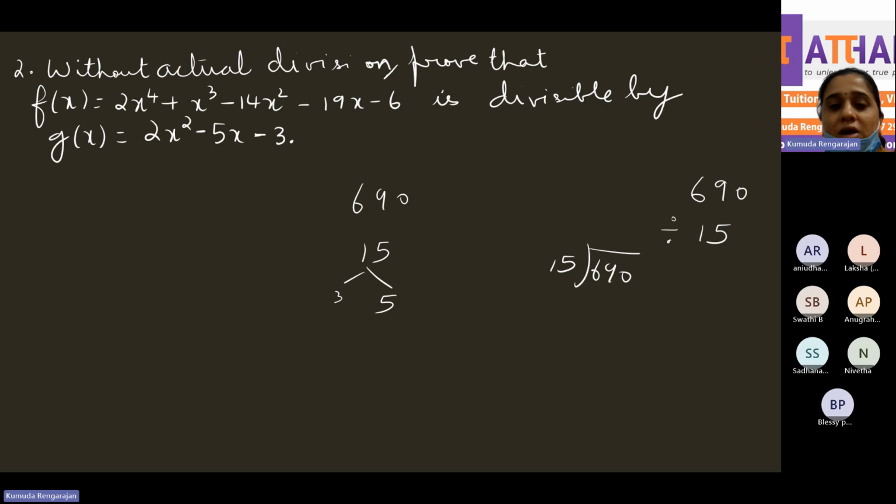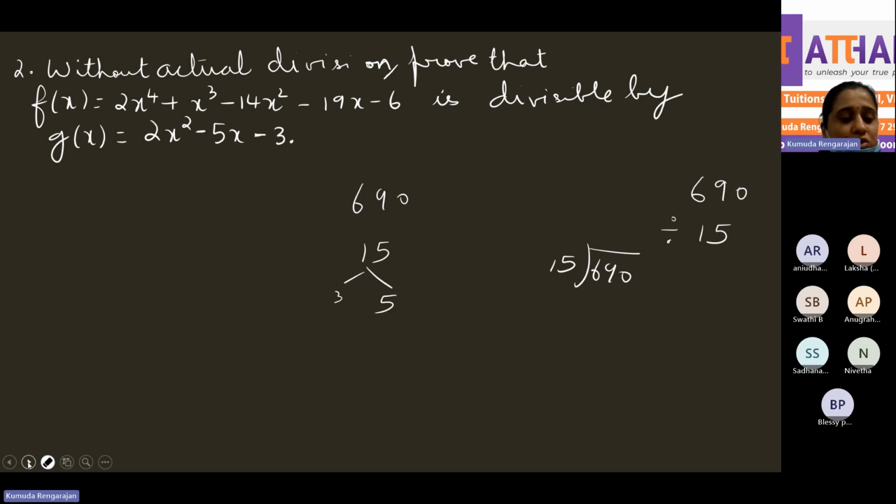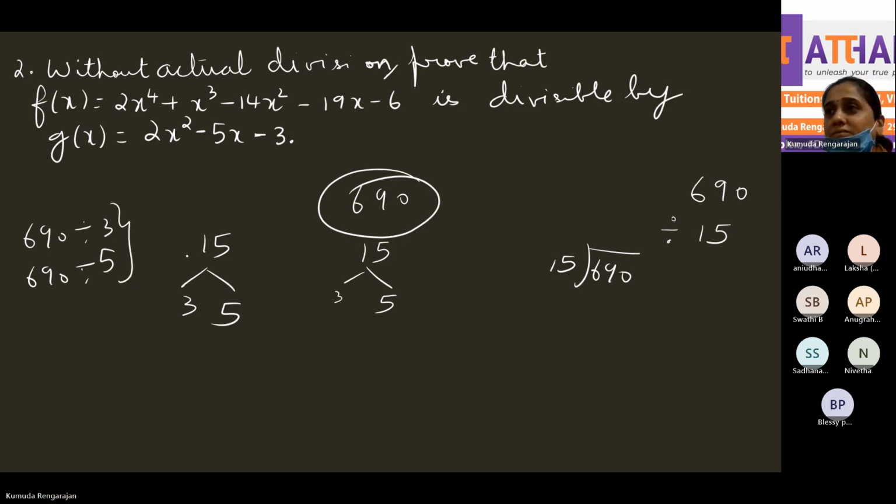Now you don't extend it like this. Supposing 24, don't say if a number is divisible by both 6 and 4, it's divisible by 24. Don't extend it. That's different. There are many other theories behind that. I'm just trying to make you understand the fundamental. So if you want to check if 690 is divisible by 15, 15 is 3 into 5. So check if 690 is divisible by 3. Check if 690 is divisible by 5. If it's divisible by both 3 and 5, then it's divisible by 15. You understand?